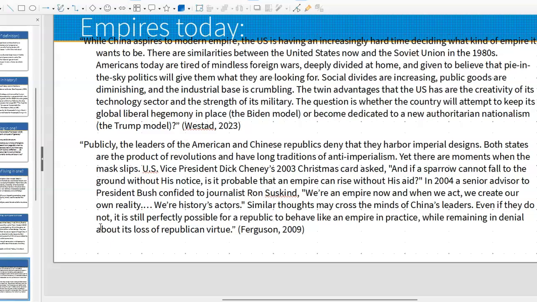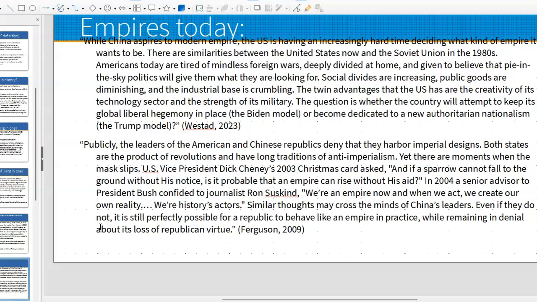The question is whether the country will attempt to keep its global liberal hegemony in place under the Biden model, or become dedicated to a new authoritarian nationalism, the Trump model. And these are very good points. Again, this was 2023, before the election itself.